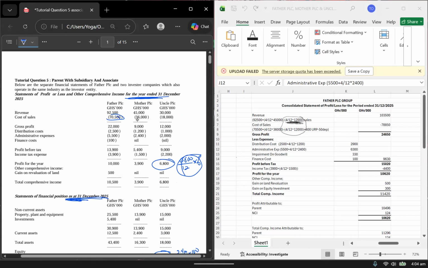70,500 plus 4 out of 12 of this. Okay, then you less the sales. So the intragroup sales: when someone is selling, they record it as sales, and the one that is receiving will record it as purchases. And the intragroup sales and purchases are subtracted from both sides. Okay, and this is the unrealized profits.